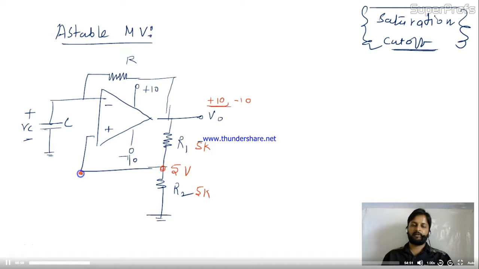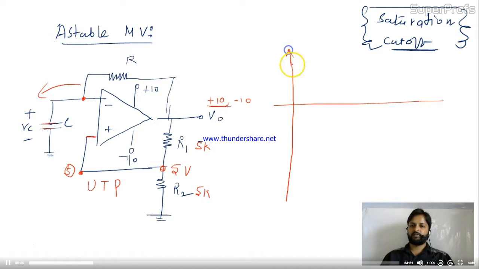This is the upper triggering point or upper threshold point, UTP. Okay, so this is 5 volt. The negative feedback is also given over here, so the virtual ground concept will work over here. So this capacitor will start to charge itself. Up to what level will it charge itself? I'm showing over here the capacitor waveform, and over here I'll give the output waveform.